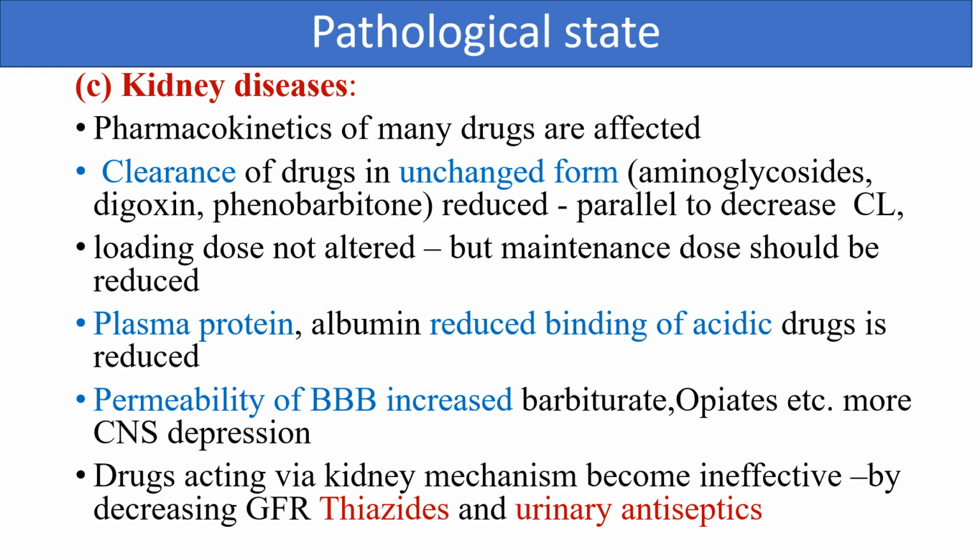In kidney diseases, the pharmacokinetics of many drugs are affected. Clearance of drugs excreted in unchanged form is reduced in parallel to decreased clearance, for drugs like aminoglycosides, digoxin and phenobarbital. Loading doses are not altered but maintenance doses should be reduced. Plasma protein albumin is reduced, so binding of acidic drugs is reduced. Permeability of the blood-brain barrier increases, so barbiturates and opiates can cause more CNS depression. Drugs acting via kidney mechanisms become ineffective due to decreased glomerular filtration rate, such as thiazides and urinary antiseptics.